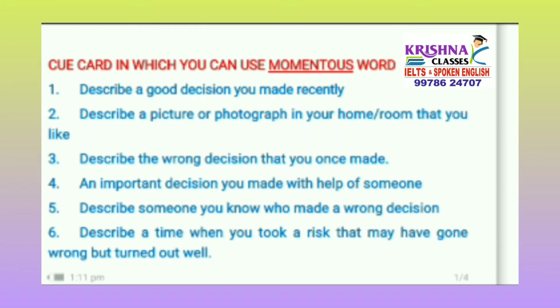Okay, very first is describe a good decision you made recently. Describe a picture or photograph in your home or room that you like. Describe the wrong decision that you once made. An important decision you made with help of someone. Describe someone you know who made a wrong decision. Describe a time when you took a risk that may have gone wrong but turned out well.